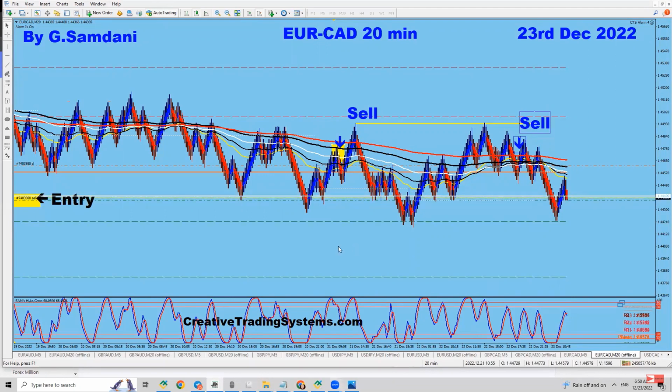Now, earlier, I just showed you that I went short on pound USD, and it gave me the loss, right? And then I covered with pound yen immediately. That's how it is. So now let's see what happened with this one. So I'll be back for more updates later on.